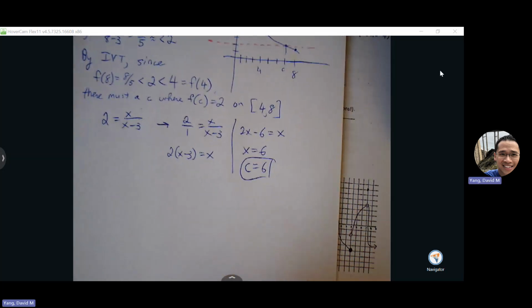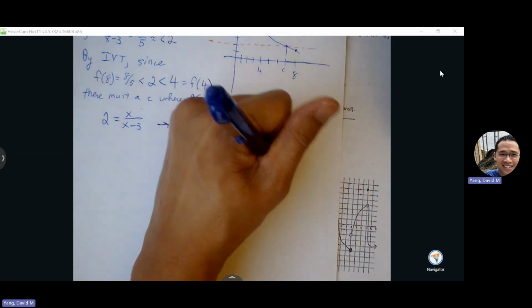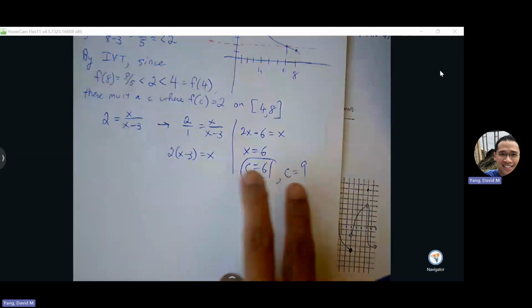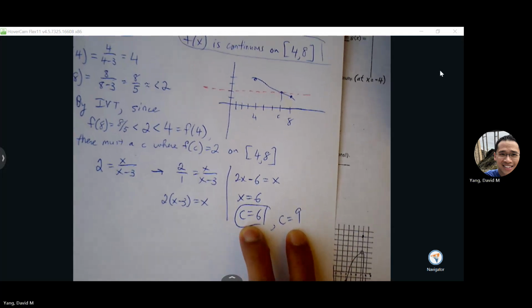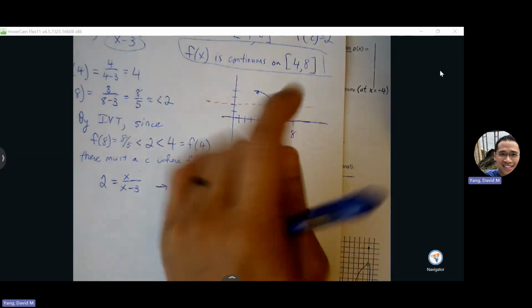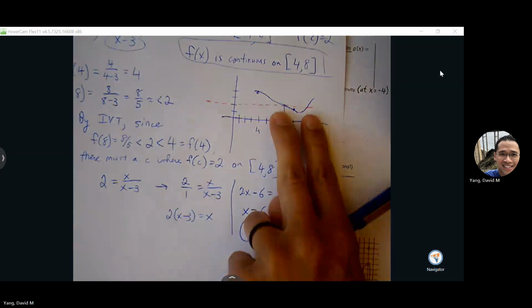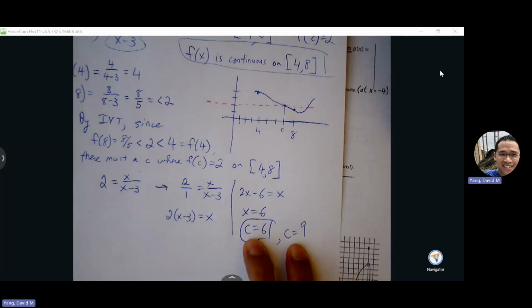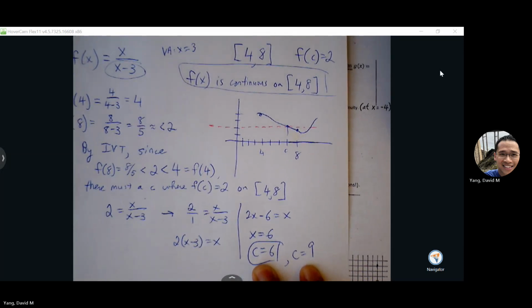The only thing to watch out for is if I get c equals 6, let's say it ends up being c equals 6 and c equals 9. Can I keep both of these x value locations? Let's say the graph crosses the y value of 2 at 6 and at 9. Can I keep both of these locations? What do you guys think?